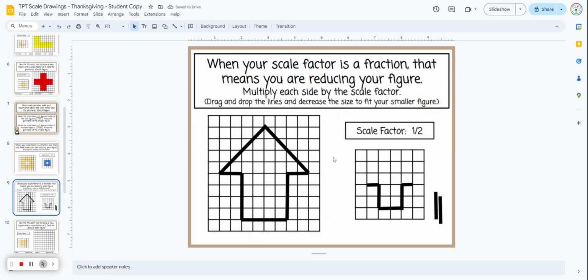Now the next part, we just have to find out where the tip of this arrow is. So in the larger figure, if we count from the bottom, 1, 2, 3, 4, 5, 6, 7, 8. So if we divide that 8 by 2, it will now be 4 units from the bottom. And that means the tip of our arrow will be here. And then we can just move these diagonal pieces to connect. And there we have a figure that's 1/2 the size of the larger figure.